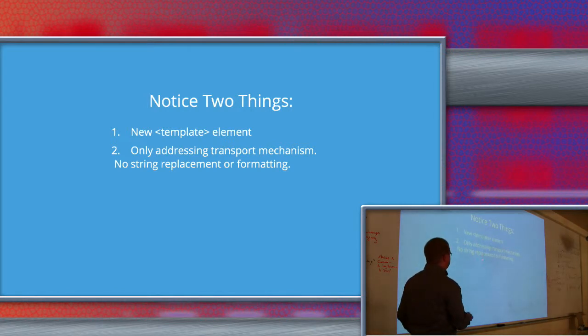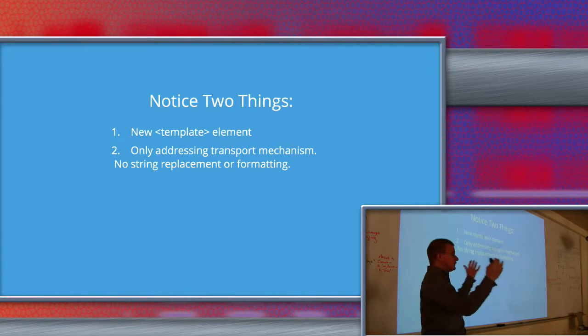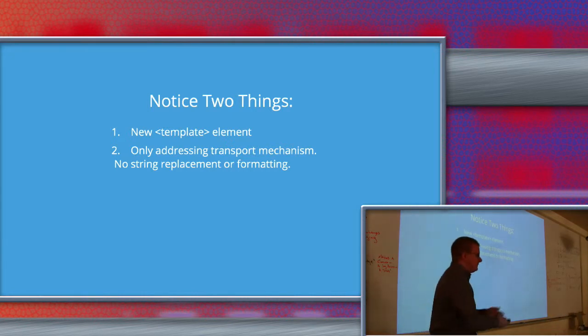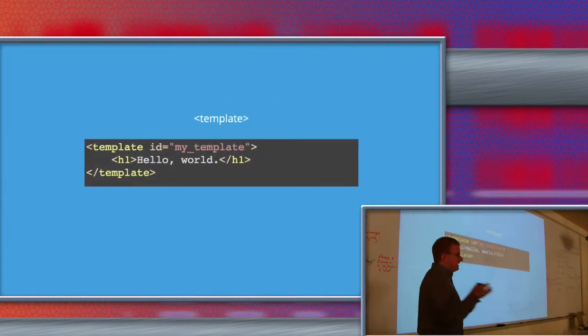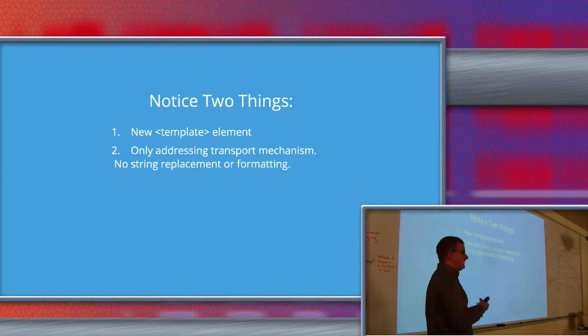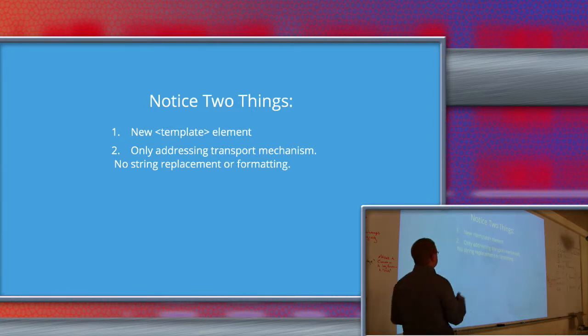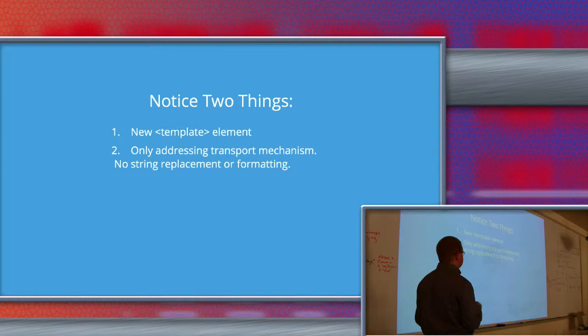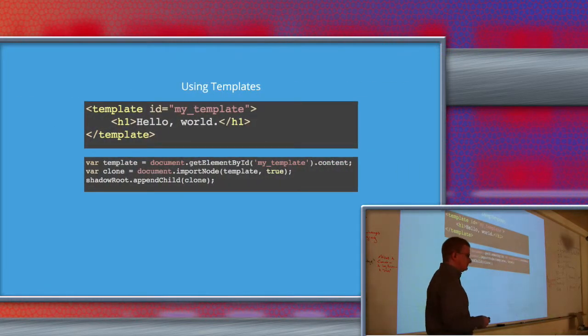The second thing is it's only addressing that transport mechanism or storage place, the place where we put our template, whatever we want to call it. There's no string replacement or formatting. Template doesn't do any of that. If you wrote curly braces and a name, that wouldn't do anything. It would just be treated as HTML. All the template tag is, is a place to put content. We could potentially use something else to do that string replacement, but that's not built into template. So that's got 67% support in browsers right now.